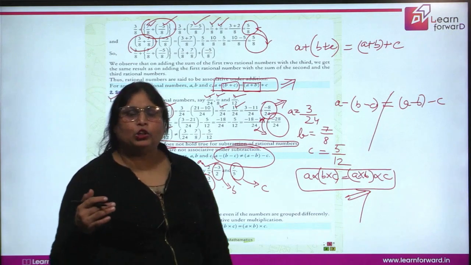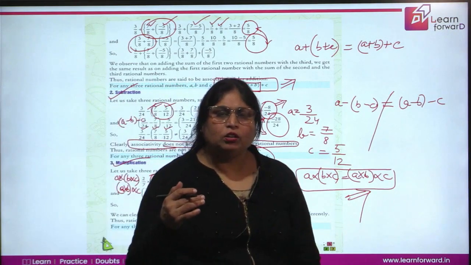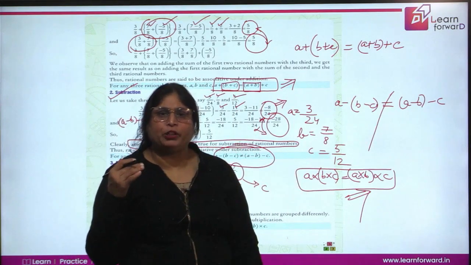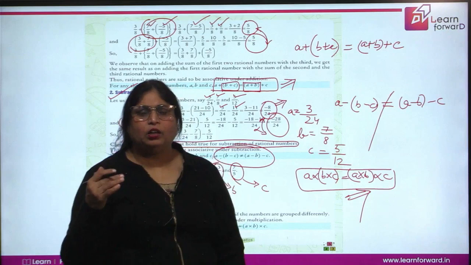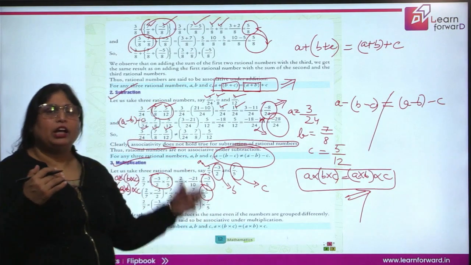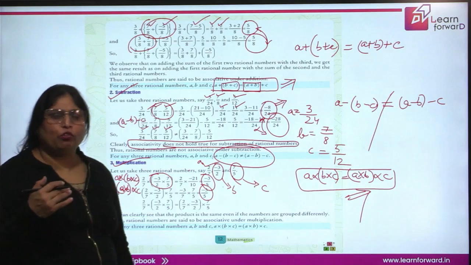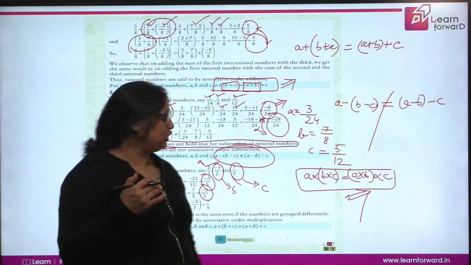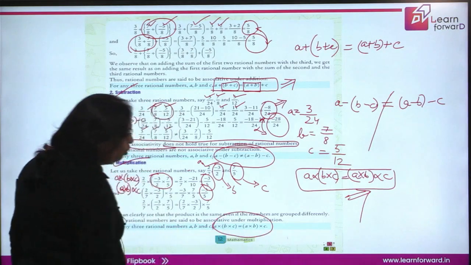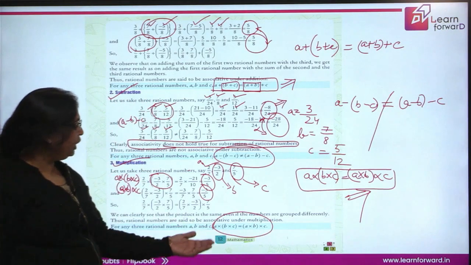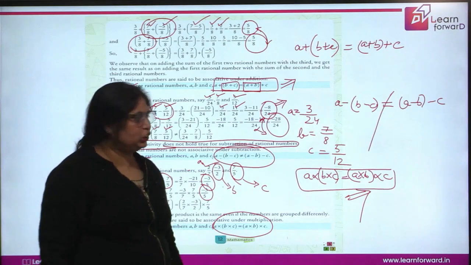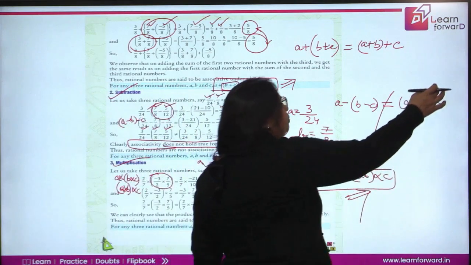Closure property, solving would prove it for multiplication. Associative property, commutative property is also holding true for multiplication of rational numbers, and again associative property is holding true for multiplication of rational numbers. So we can say A into (B into C) is equal to (A into B) into C for three rational numbers. Moving on to the next property.